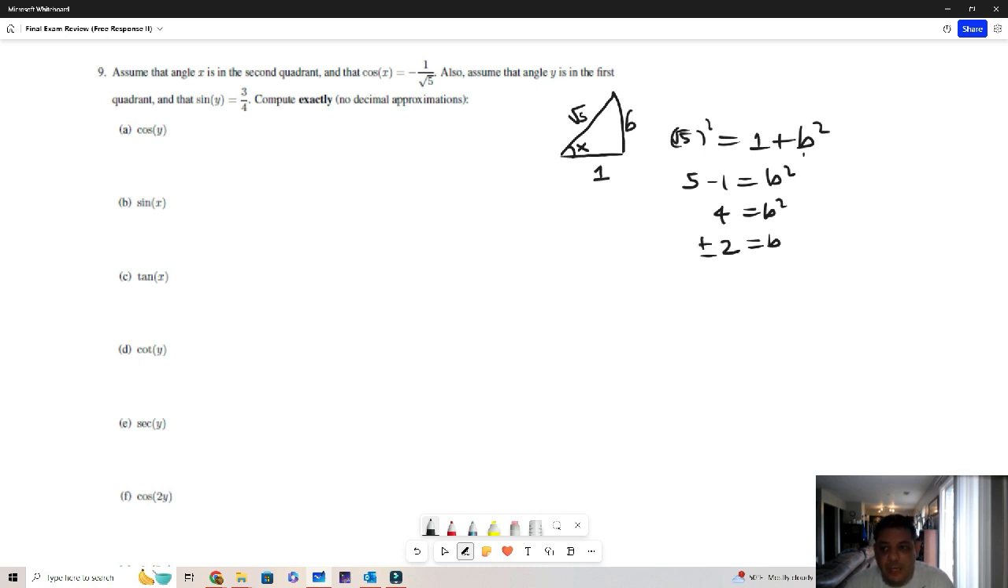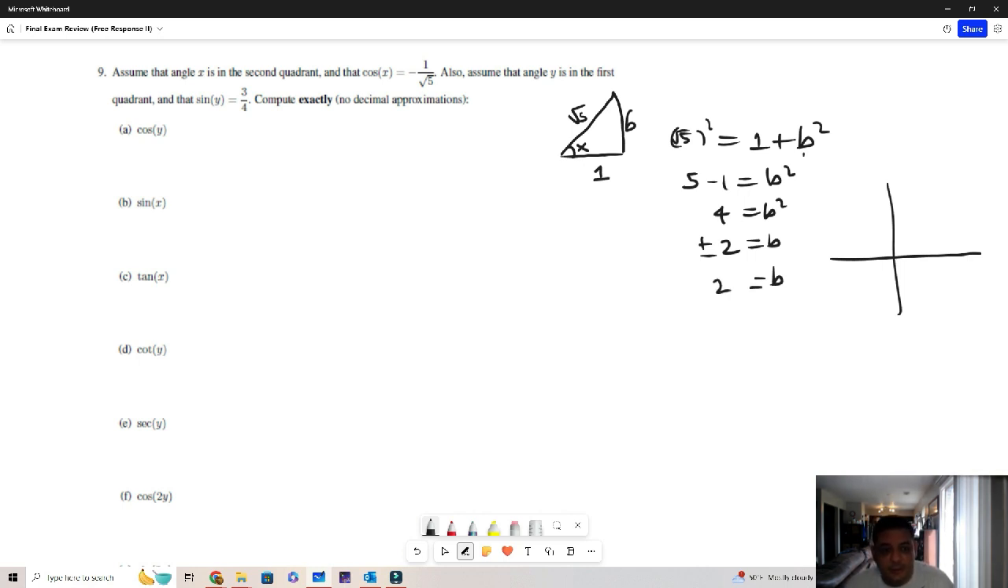But now, because we have the information that x is in the second quadrant, we are here in the second quadrant, and b will be the equivalent of the y coordinate here. And the y coordinate here has to be positive. So this is going to be a positive value, and b is equal to 2.